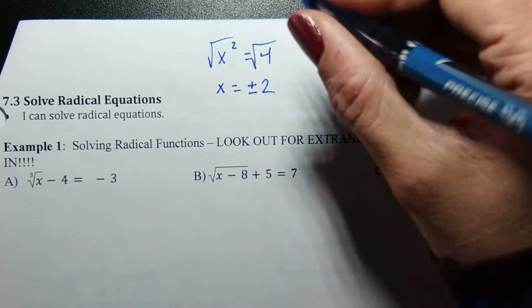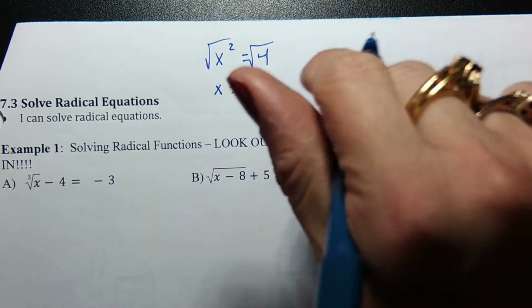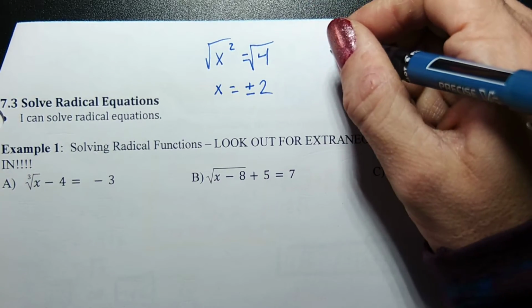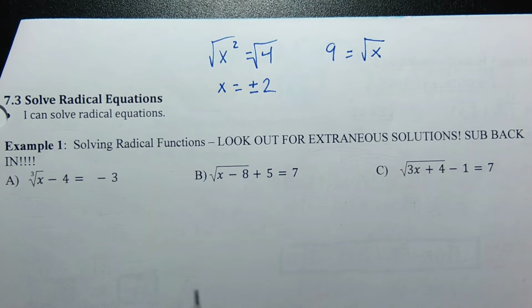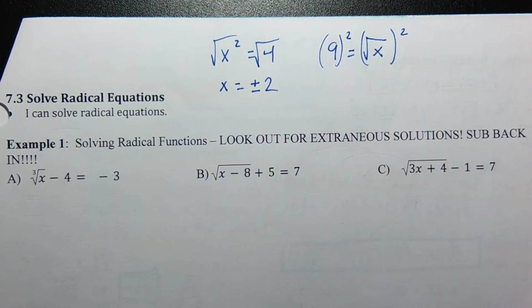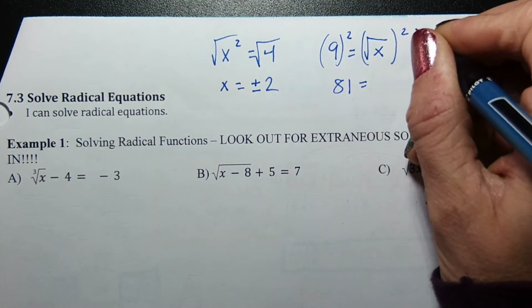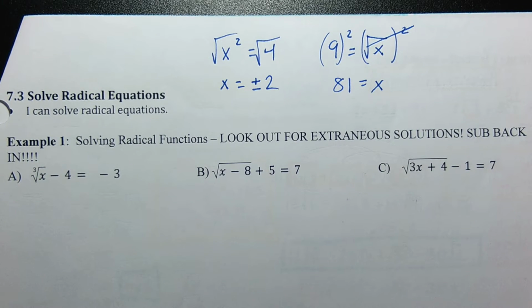So now the flip side. What if I have 9 equals the square root of x? I want to isolate my variable. How do I get rid of a square root? What's the opposite operation? We square both sides. So I square both sides. And 9 squared is 81. And the squared cancels out the square root, and I get x.